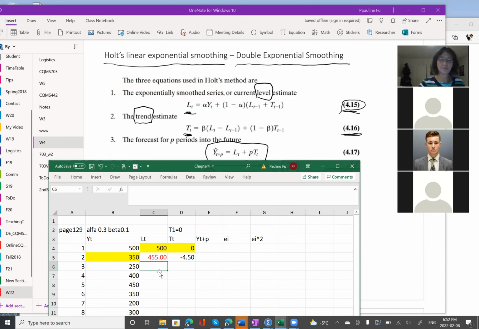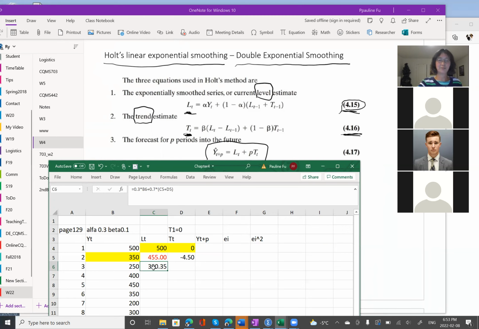Okay. So maybe let's do one more example to illustrate what I mean. Next, I want to calculate this number. So it equals alpha 0.3 times the number on the left, plus 1 minus alpha, 0.7, times the number above, 2 numbers above. So it is always this pattern: 1 number on the left, 2 numbers above. Okay, and you get this number.